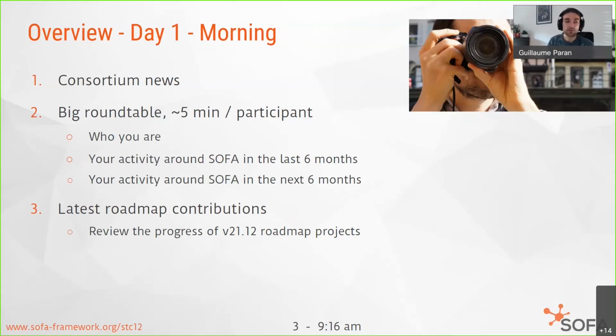First, we will start with a bit of consortium news. Next, we will do a big roundtable to get to know a bit more about what everyone is doing. So the idea is to present yourself, tell what you did in the last 6 months with SOFA, and tell what you plan to do in the next 6 months with SOFA or around SOFA. The idea is to spend at most 5 minutes by person, but since we are not a lot, I guess there is no limit. So the discussions will be open.